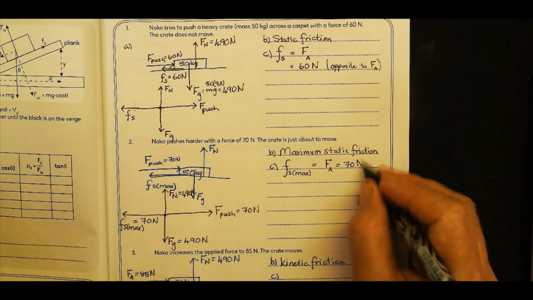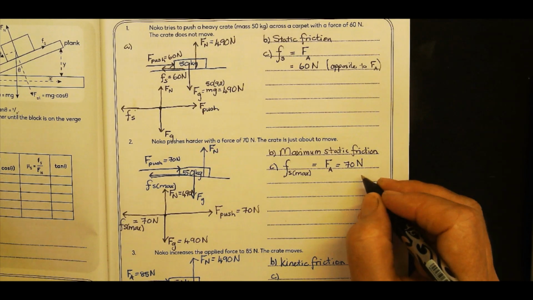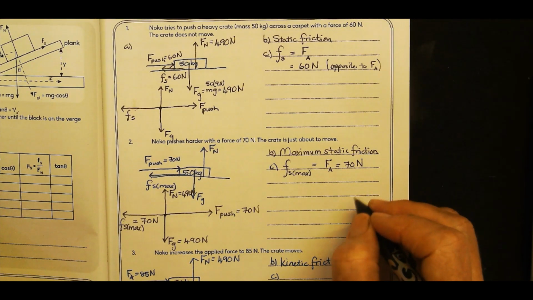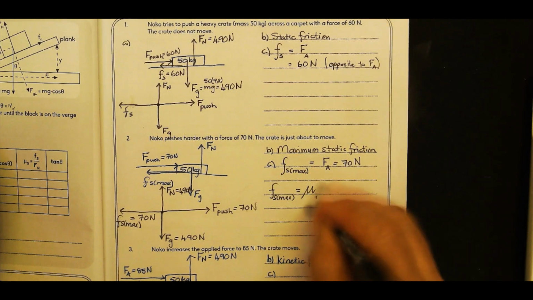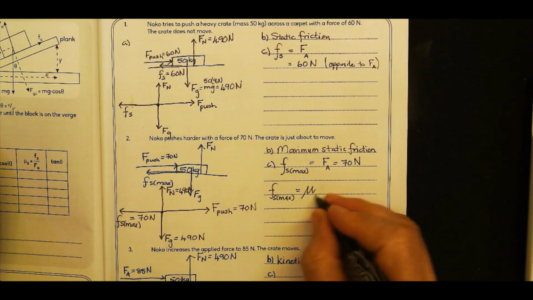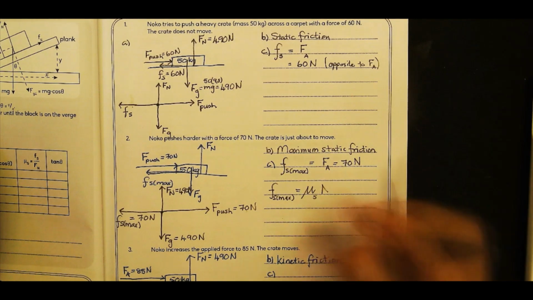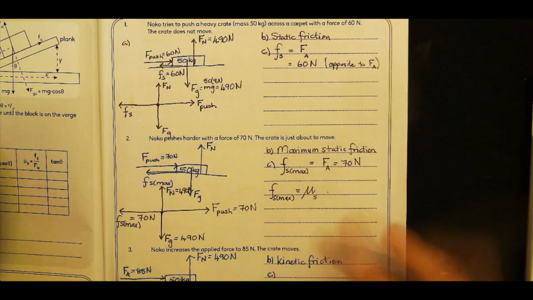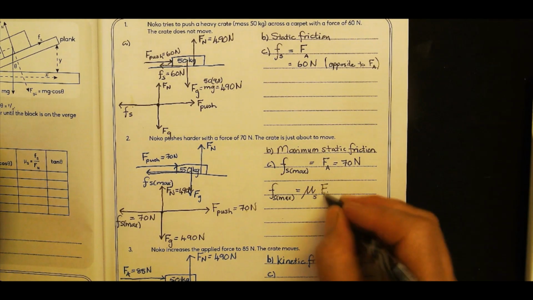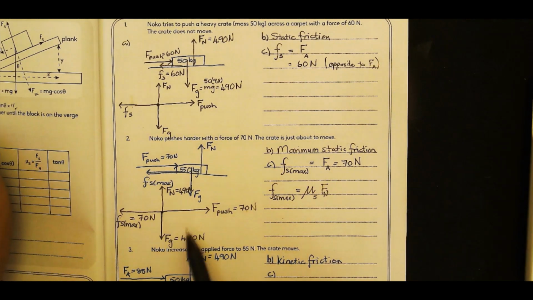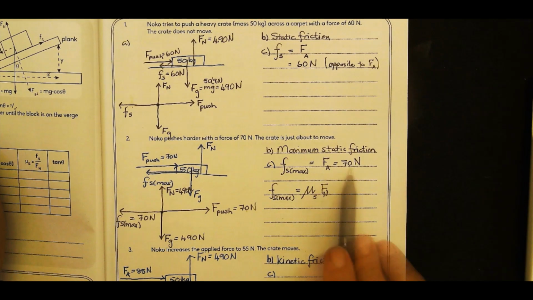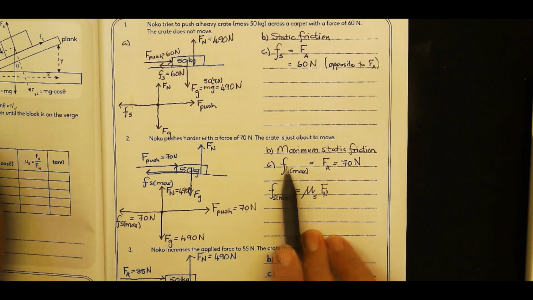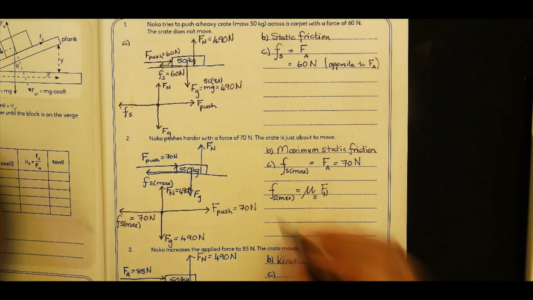Now I'm going to take it further from here, just to use the example that we can use to calculate the maximum static friction, and that is related to the normal force. Let's see how far we can get here. We already know that the static friction is 70 newtons from that expression. Let's see what we can do with that.